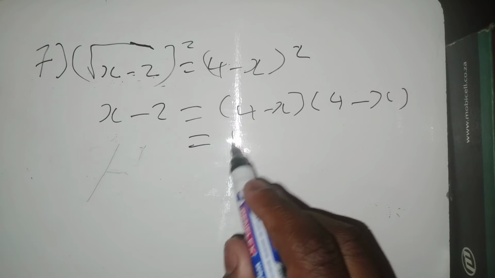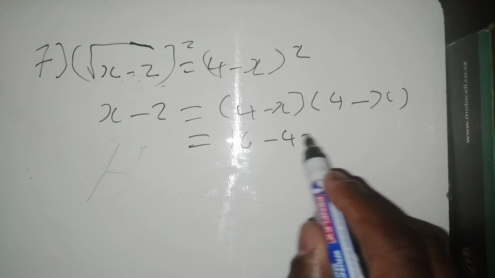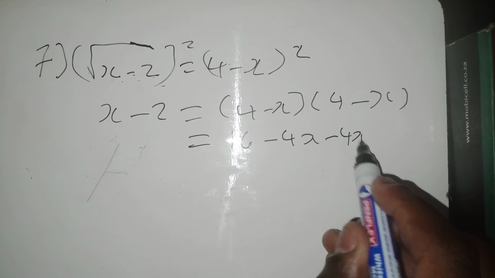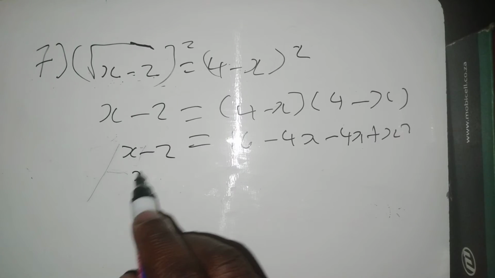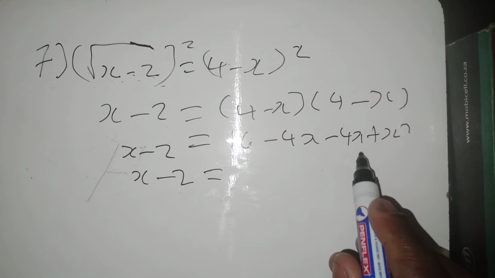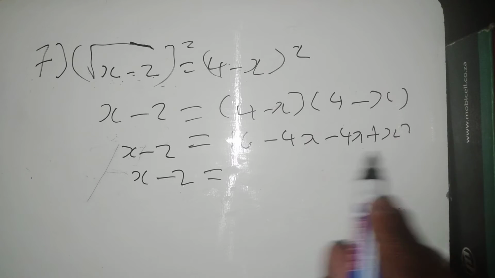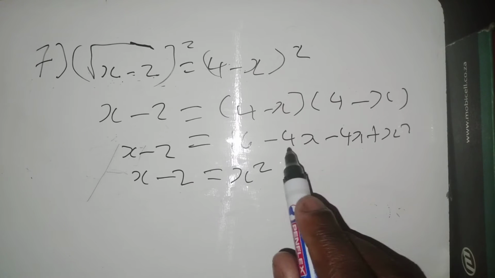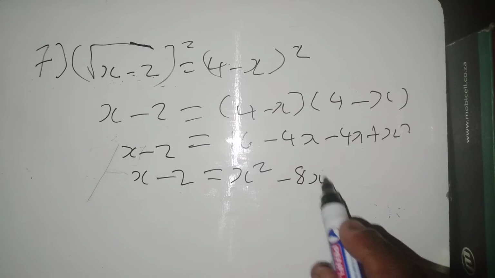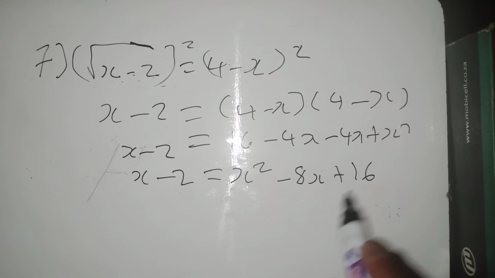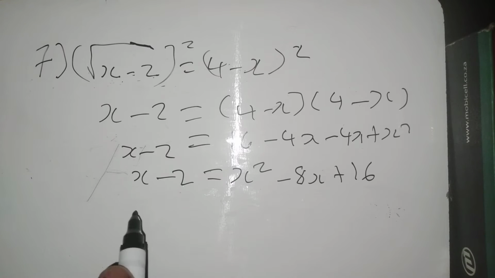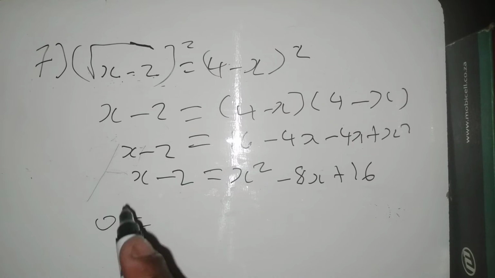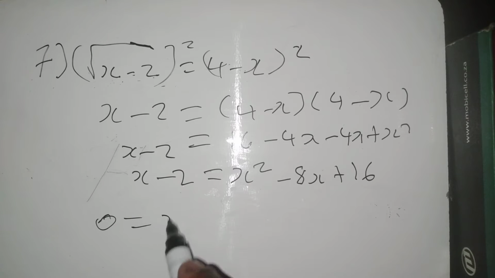So this becomes 16, this becomes minus 4x, this becomes minus 4x, and then this becomes x squared. And then now let me just rearrange it, it becomes x squared minus 4 is minus 8x plus 16. And then we know it's quadratic because we have got x squared and x, so we have to take everything to that side. I can also take everything to this side. It's literally up to you to choose there, right?